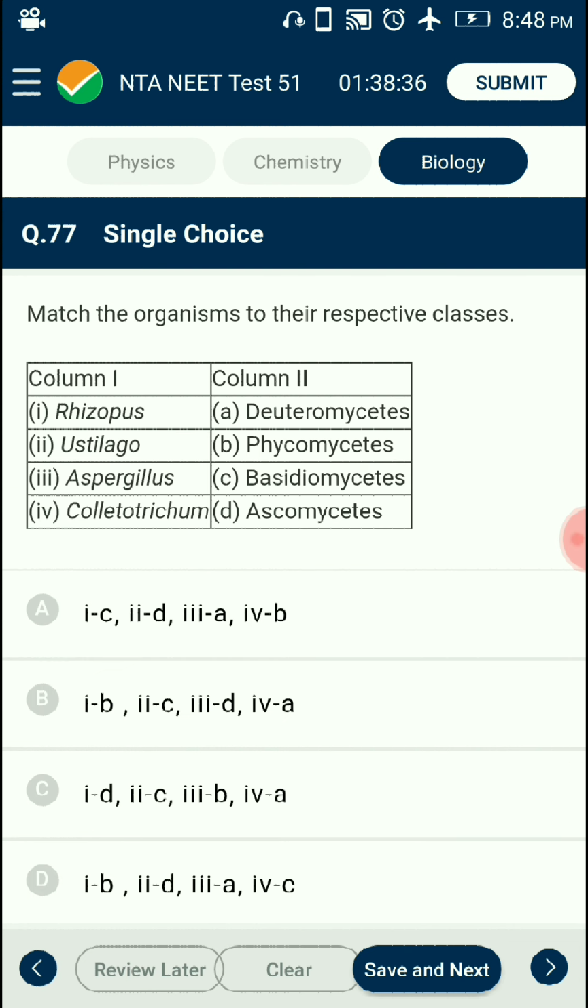Question number 77. Match the organisms to their respective classes. Rhizopus, Ustilago, Aspergillus and Colletotrichum are all types of fungi belonging to the classes Phycomycetes, Basidiomycetes, Ascomycetes and Deuteromycetes respectively. Ustilago is commonly known as smut. The correctly matching option is B.